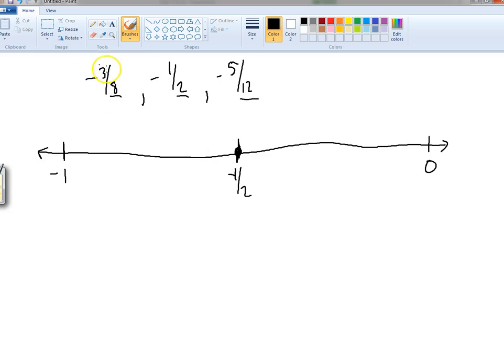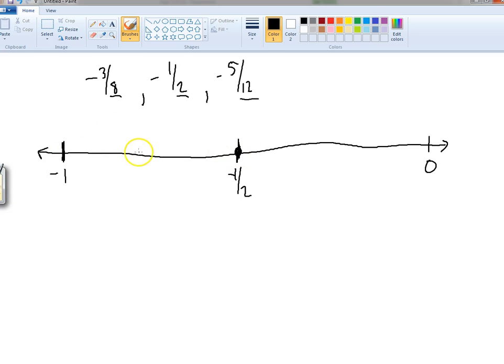The next one is negative 3/8. We need 8 equal dashes. So the best way to do this is to think, between 0 and, imagine this is 8. We go all the way to 8 here, starting at 0. What's halfway there? In this case, 4 would be. So we need 4 dashes here, 1, 2, 3, 4 here, and 1, 2, 3, 4 here.